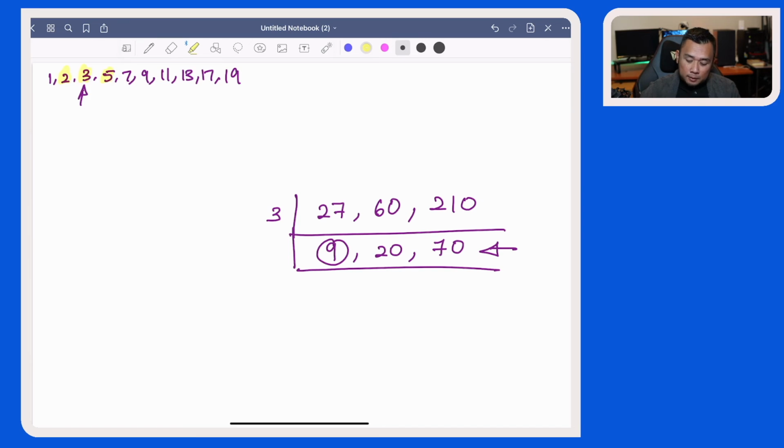And now, looking at this, there are no other prime numbers that can be divided by all the 3 numbers here. That means that my highest common factor for these 3 numbers will be the number 3.